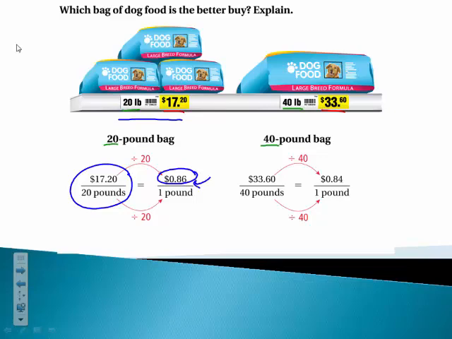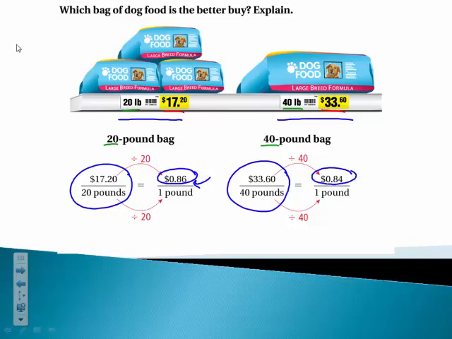And we have to do the same thing on the 40-pound one. So we take the information and we set it up exactly the same, $33.60 for 40 pounds. So now we're going to divide by 40 so that we can make this into a unit rate. Once we do that, and these are harder numbers, so the harder numbers that we get, the more likely you'll be able to use your calculator. Right now I don't want you to, but in the near future you'll be able to. So once we do the division of $33.60 divided by 40, we get it's 84 cents a pound.